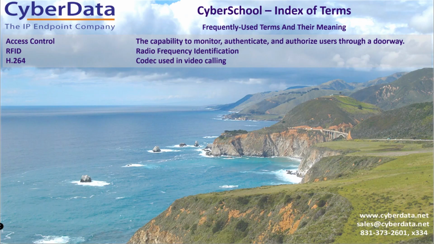Some terms that we went over today were kind of basic. We didn't go over too many big terms, but we'll cover the 3 that I wanted to touch on today. We've, of course, got access control. If you don't know what access control is, I don't think you've been paying attention, but access control is the capability to monitor, authenticate, and authorize users through a particular doorway or entranceway. RFID is just radio frequency identification. And finally, H.264 is just a video codec that would be used in video calls.